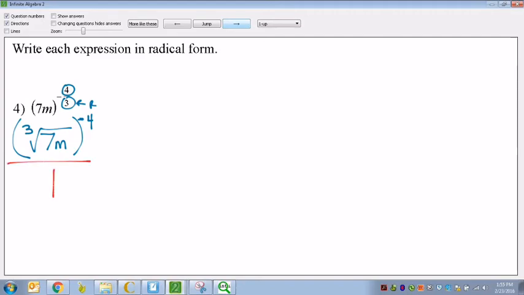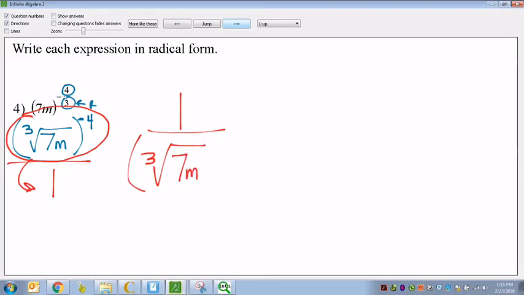Well, I still have to put the invisible one down below. And all of this is to a negative exponent, so it needs to move down to the bottom. So it would be 1 over radical 3 of 7m all to the positive 4th power. Because I can't have negative exponents, so that would be the positive exponent. So rewrite it and then put the positive exponent.